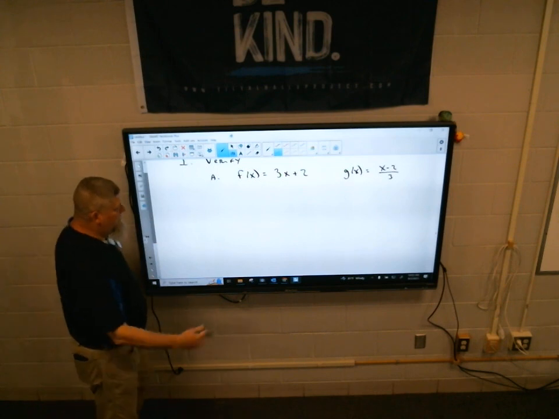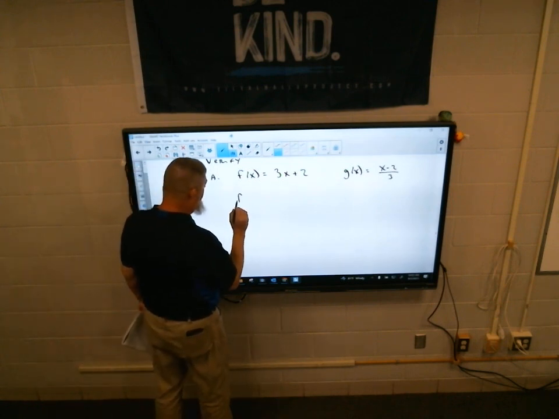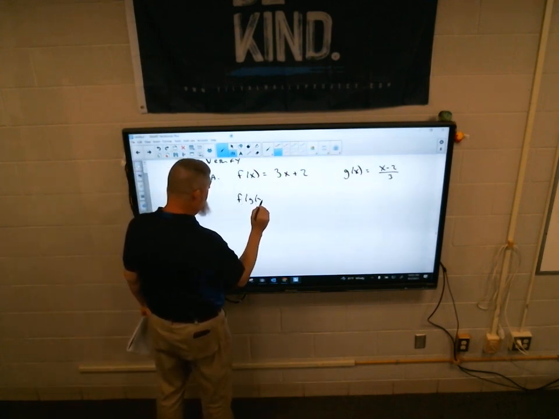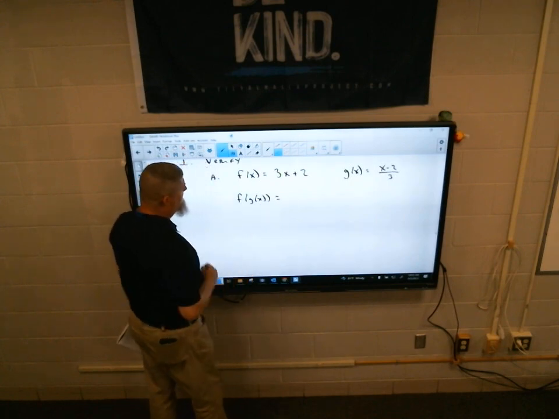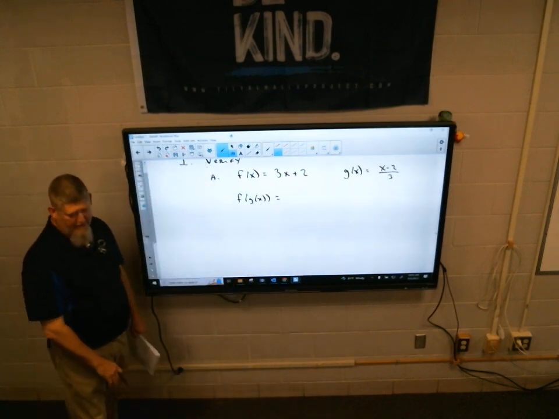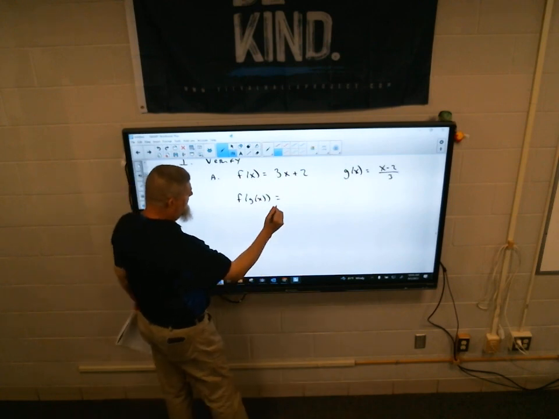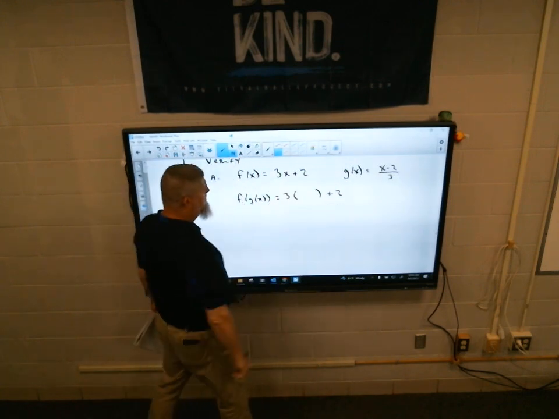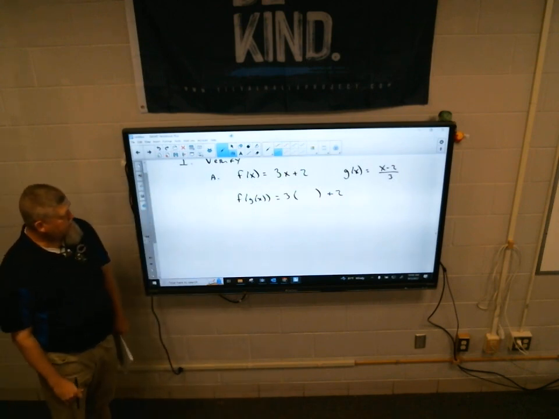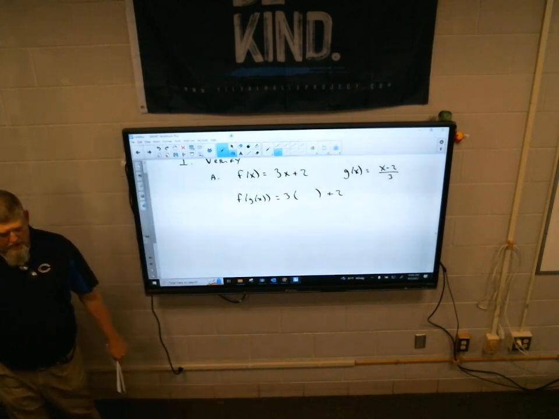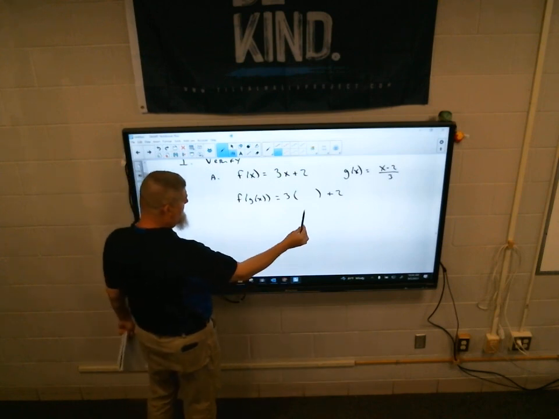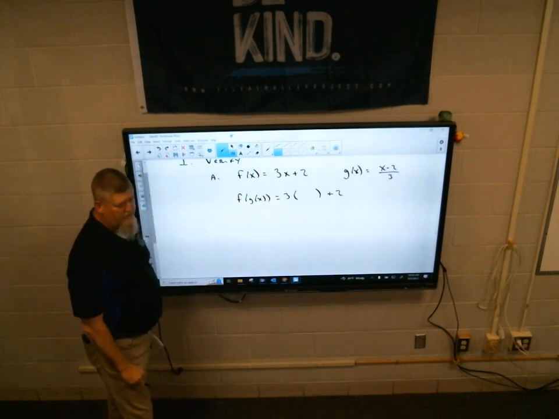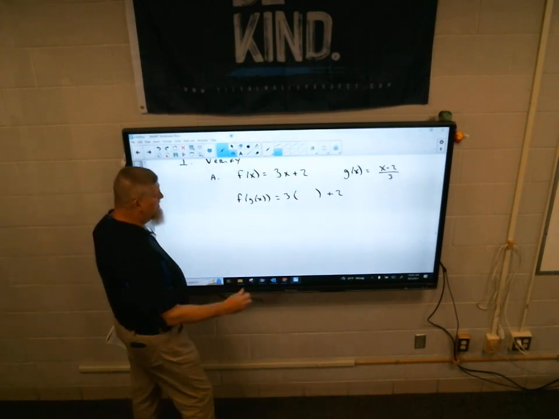All right, so to verify, we simply start with f of g of x. So f is on the outside, so I'm going to write 3x plus 2. So I write 3x plus 2, that's the f function. And then what's going to go in place of x? x minus 2 over 3.